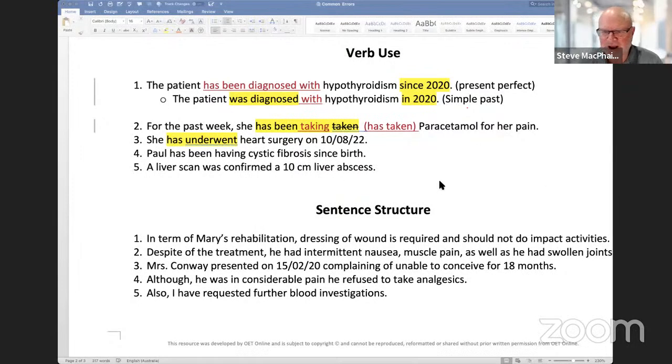Yes, she underwent. So we're just going to use simple past. She underwent heart surgery on this date. We must use simple past. Right, number 4, Paul has been having cystic fibrosis since birth. Ooh, can you spot the error there? Paul has been having.